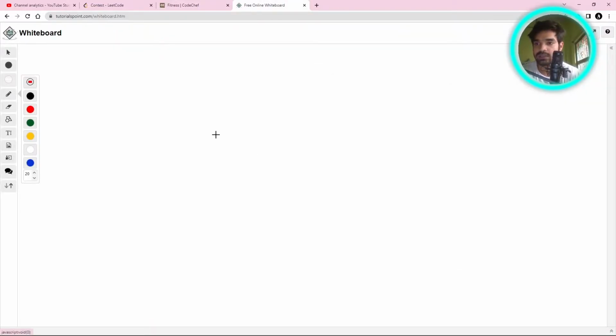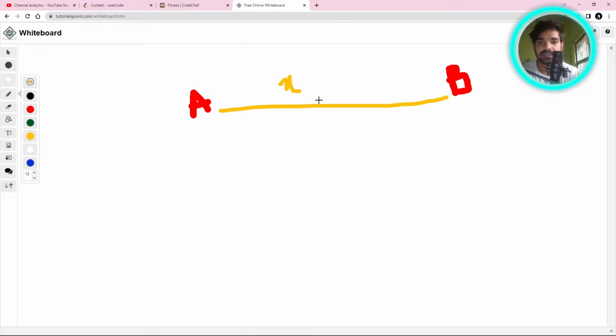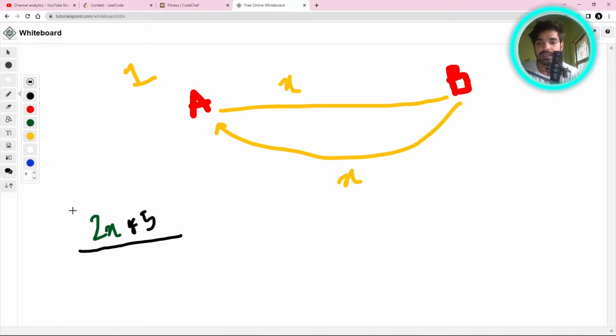So this is our chef, this is our office, and this is the distance between them. If it is X, on one day he's traveling X and returning X. So on a single day, in total, he is traveling 2X, and we know that he travels 5 times a week. So he is traveling a total of 2X into 5, that is 10X, where X is the distance between the office and the home. So it is a basic question of multiplication, simple.